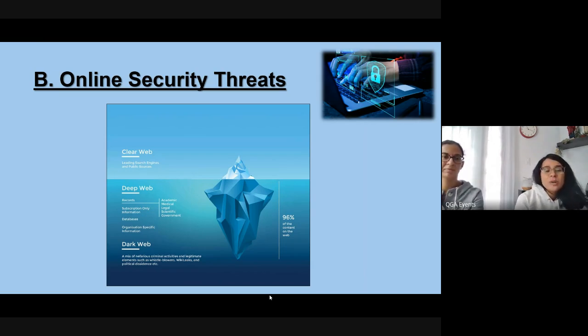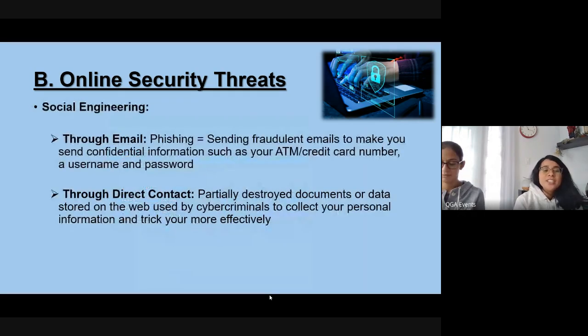So let's go back to our method of social engineering. We had cited the use of emails to lure a victim. This is called phishing. Attackers will use fraudulent messages like bait to tempt you into sending confidential information like your ATM, your credit card number, and personal usernames or passwords. A cyber attacker can similarly use direct contact, collecting personal data from partially destroyed documents or info stored on the web to trick a person much more efficiently.